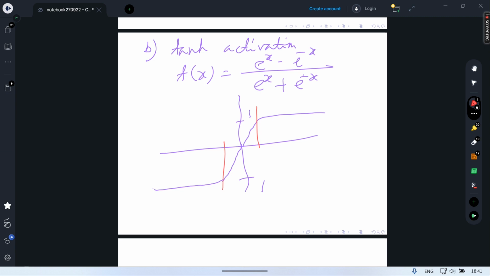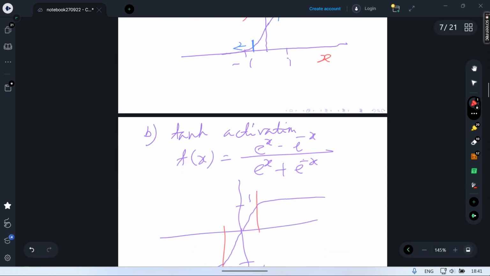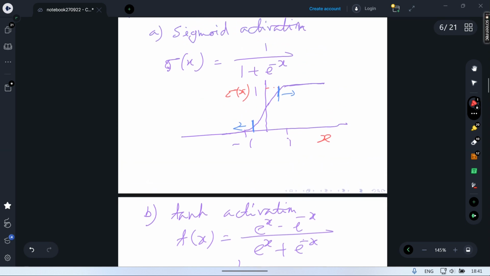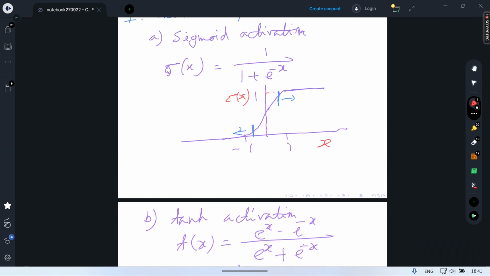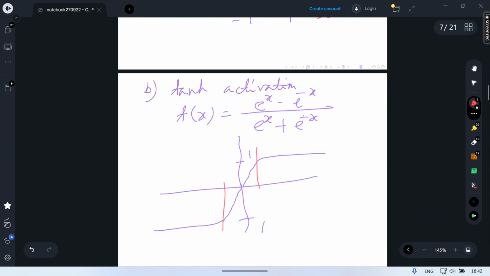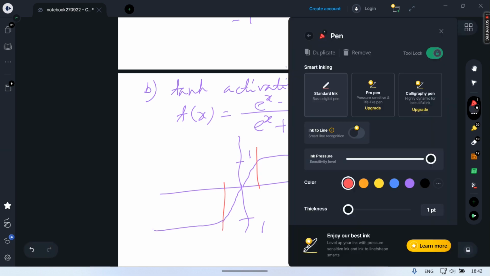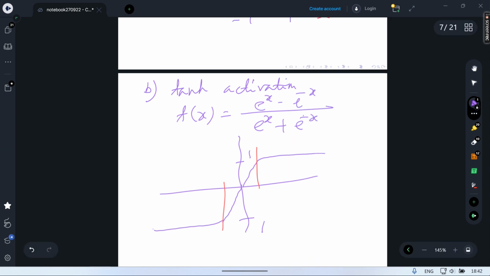However, in many situations, tanh is a better option than sigmoid, because in case of sigmoid the output is always positive, which leads to slow convergence of deep neural network training. Since tanh has a symmetric output, between minus 1 and plus 1, tanh performs better than sigmoid.